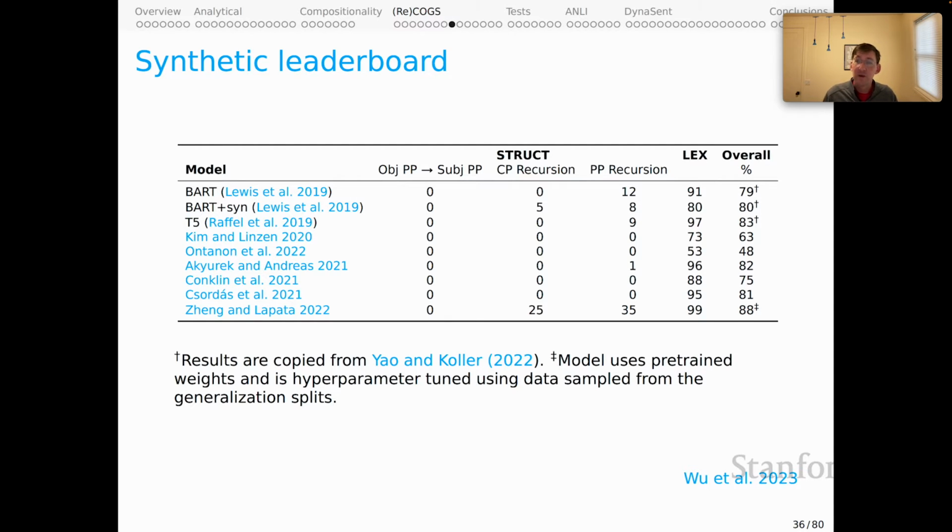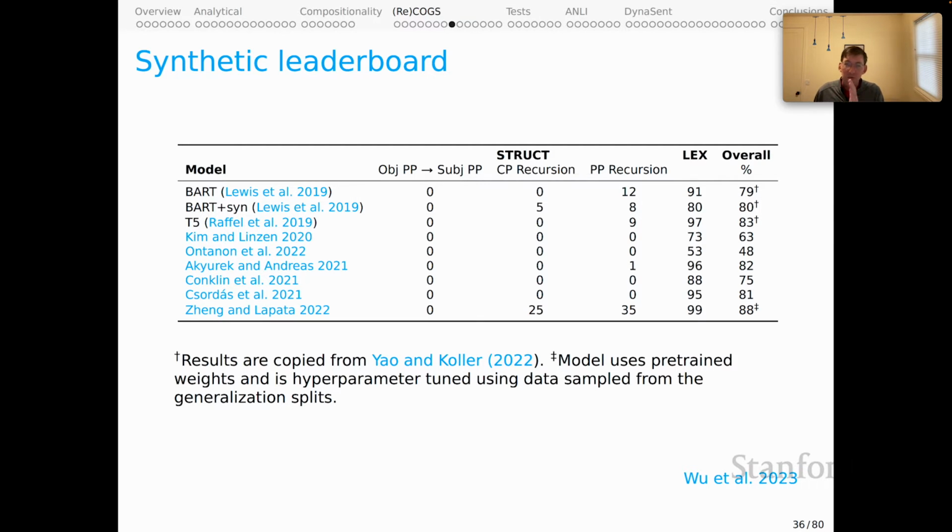For COGS, models are getting up into the 80s on these generalization splits, and that looks like they've really gotten traction. And then if you look just to the left of that, at that lex column, that's grouping together the generalization splits that involve lexical generalization, you find some impressively high numbers indeed. So it looks like models are really good at those lexical tasks.